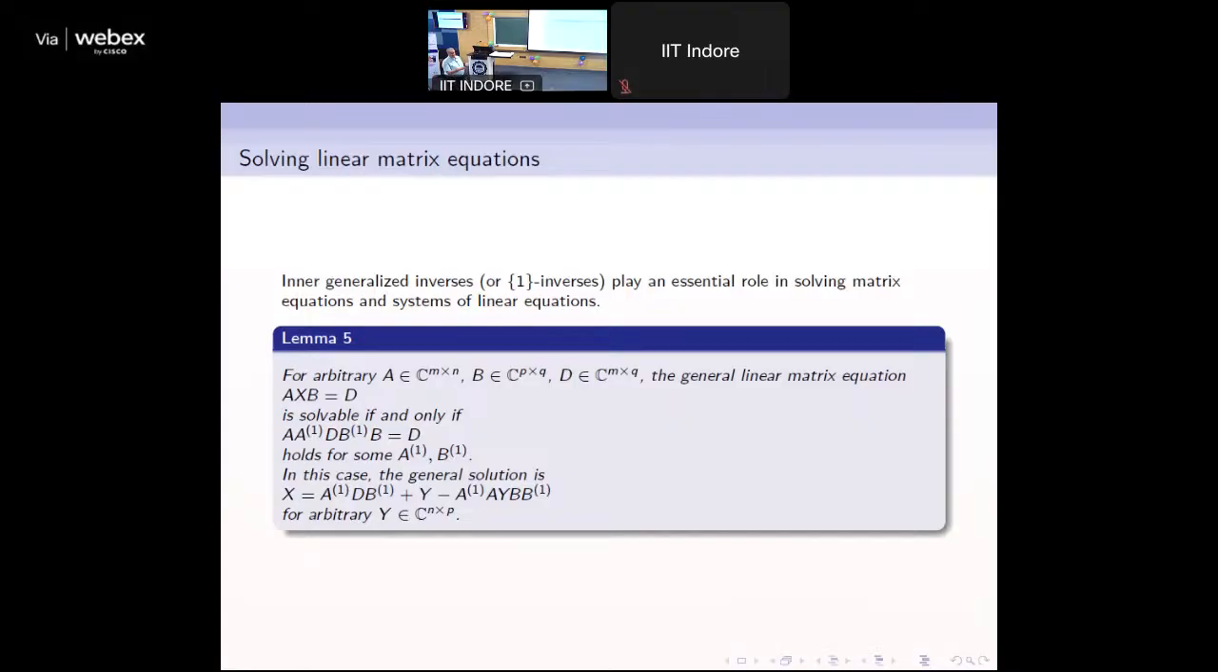What is the exit from this point? The exit is to find least square solutions, to find the best approximate solution. It is not an exact solution, but it finds something which approximates this matrix equation. Such solutions will not give an exact solution. AXB will not be exactly equal to D, but will be approximately equal to D.